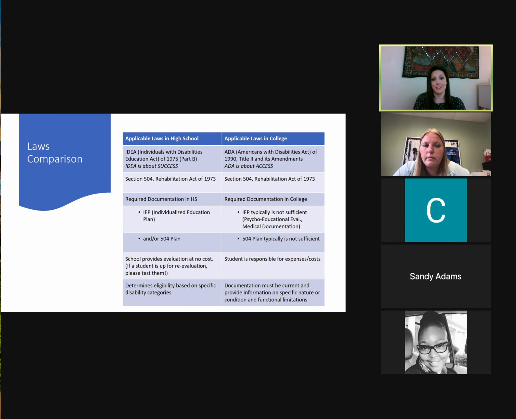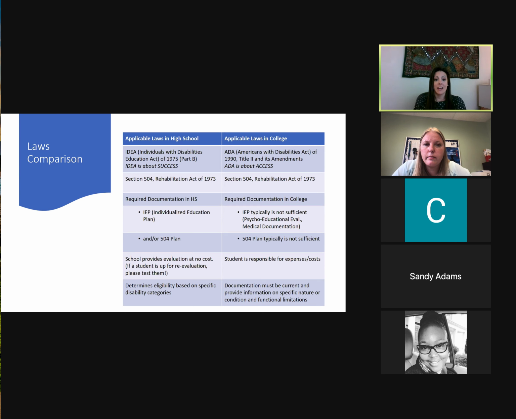So in college, the ADA is about access. It does not guarantee success. 504 is still around. Documentation in college, an IEP or a 504 is generally not sufficient. So if you're working with students and they're prepping to transfer to college, first, their accommodations in high school do not follow them into college. And just handing in a copy of an IEP or a 504 plan is most likely not going to meet that college's documentation requirements for medical documentation.